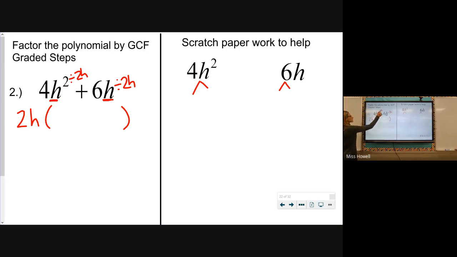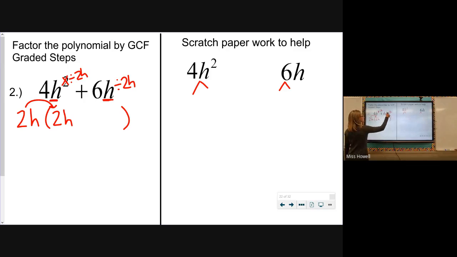Over here, 4 divided by 2 gives us a 2. H squared divided by h eliminates one of these two h's, right? Remember, we can check our work here. So 2h times 2h, would it give us that original 4h squared? Run your check when you're done to make sure it matches up.